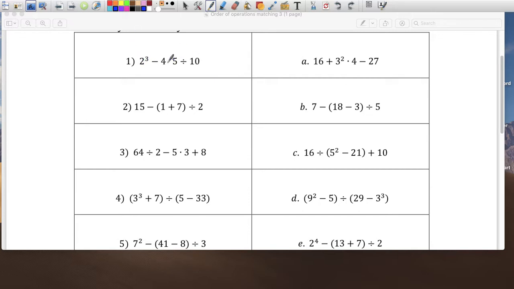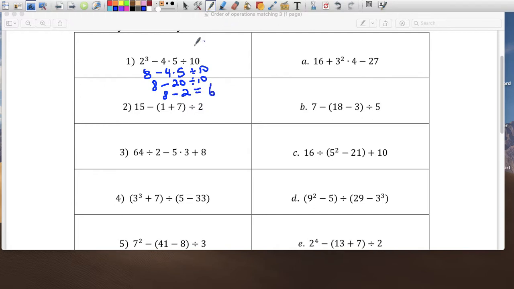Order of operations dictates that I have to do exponents first. So 2 to the third power is 2 times 2 times 2, which is 8. Minus 4 times 5 divided by 10. I have to now do multiplication, right? So it's 8 minus 4 times 5, which is 20, divided by 10. Still going on with order of operations between subtraction and division, I have to do division, so it's 8 minus, and 20 divided by 10 is 2. And finally, 8 minus 2 is 6.